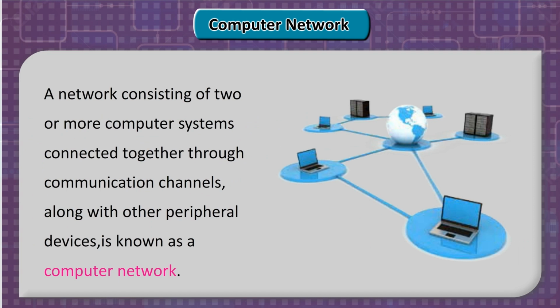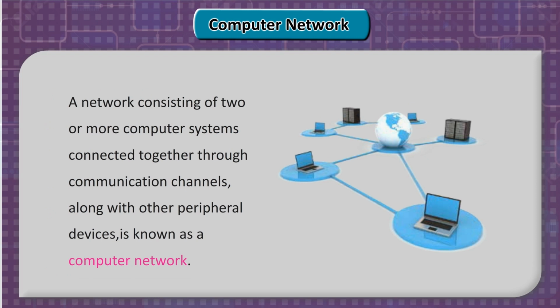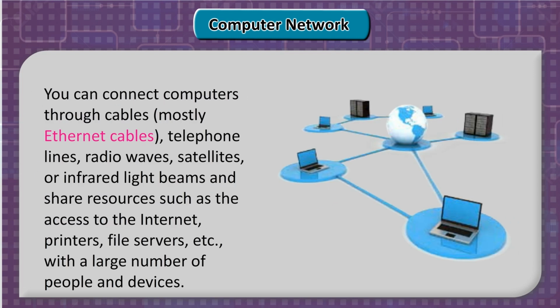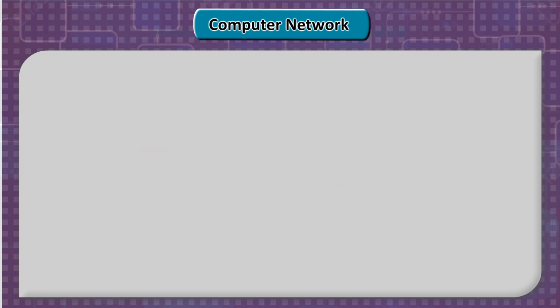Computer network. A network consisting of two or more computer systems connected together through communication channels, along with other peripheral devices, is known as a computer network. You can connect computers through cables, mostly Ethernet cables, telephone lines, radio waves, satellites, or infrared light beams, and share resources such as access to the internet, printers, file servers, etc., with a large number of people and devices.